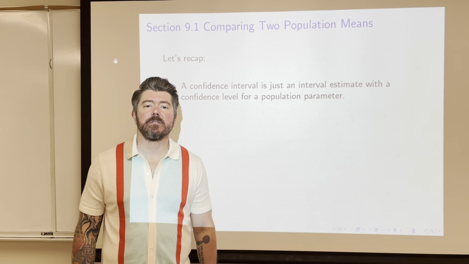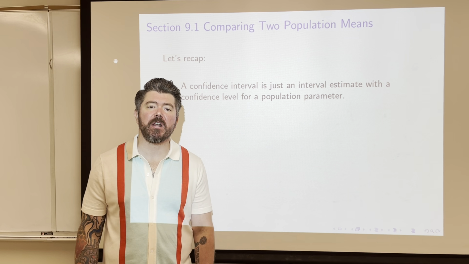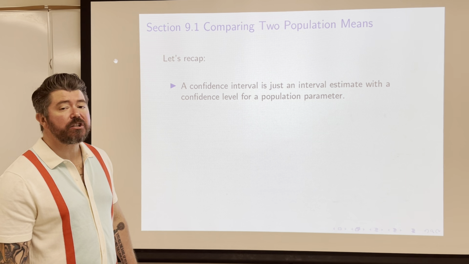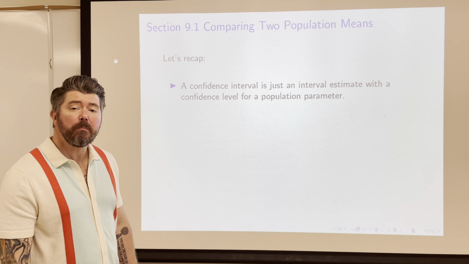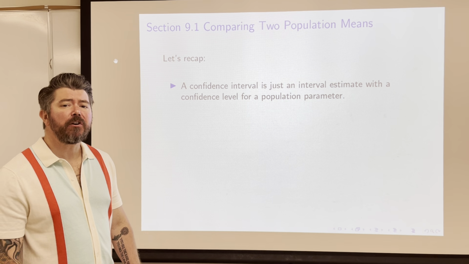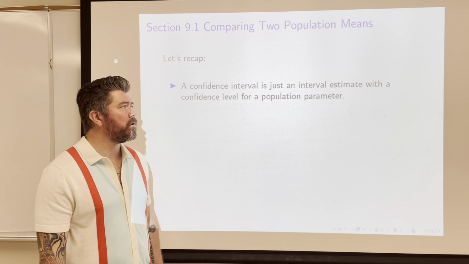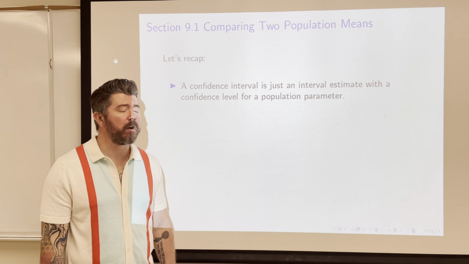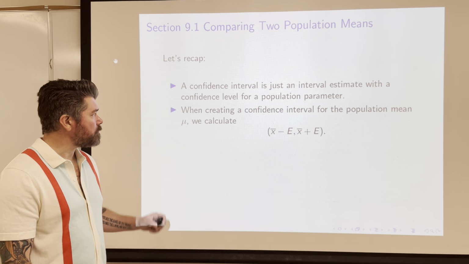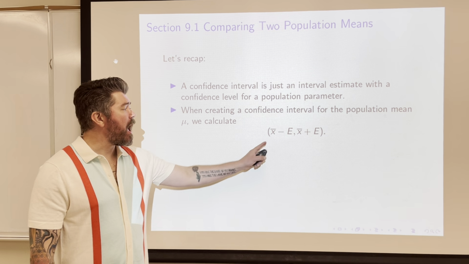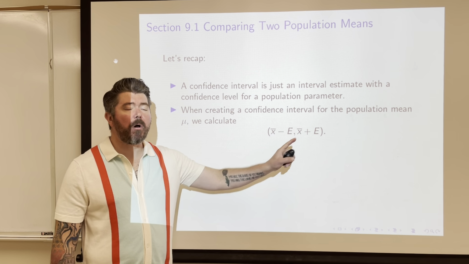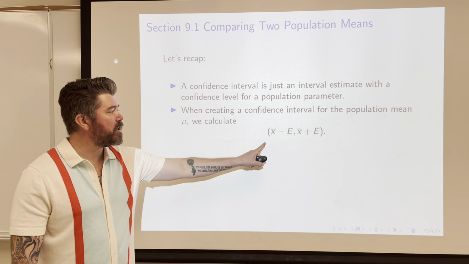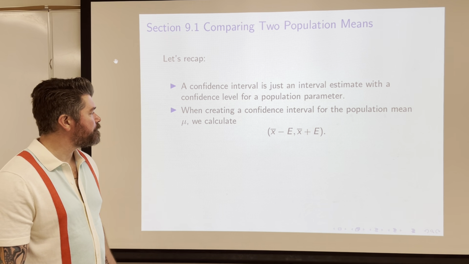Good afternoon, class. Today we will begin Chapter 9, looking at Section 9.1, comparing two population means. Let's first recap. A confidence interval is just an interval estimate with a confidence level for a population parameter. When creating a confidence interval for the population mean mu, we calculate x bar minus E, x bar plus E. So this is our left endpoint of our interval, and this is our right endpoint of our interval.